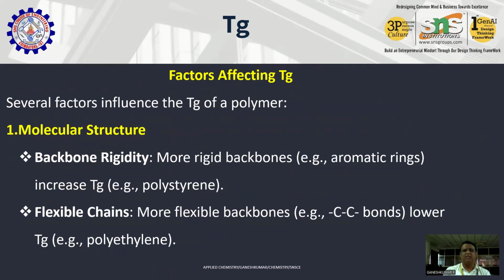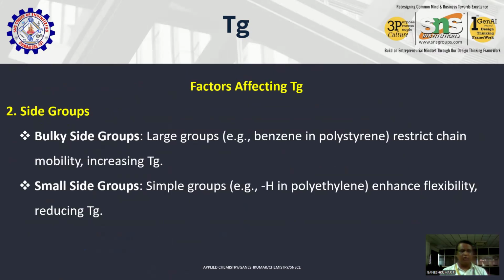Molecular structure we classify into two: backbone rigidity and chain flexibility. More rigid backbones increase the TG, and flexible chains lower the TG. Examples of flexible chains are polystyrene and polyethylene. Then what about side groups? Side groups mean branching in the polymeric structure. Bulky branching or large side groups, like the benzene in polystyrene, can restrict the mobility of the polymer chains and increase the TG.